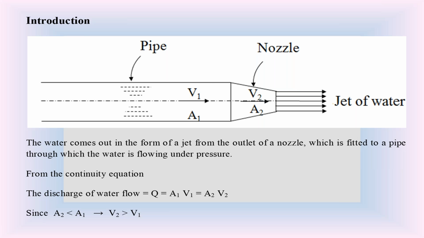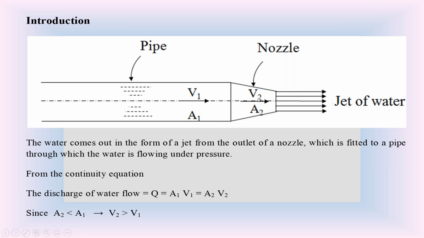Thank you. Now coming to this, understand what is meant by the water jet. Please look at this picture. In this picture, the water is flowing in the pipe. In that pipe, the water velocity is V1. A1 is the area of water flow in the pipe. There is a nozzle fitted at the end of the pipe. At the end of this nozzle, the area is A2 and velocity of water is V2.